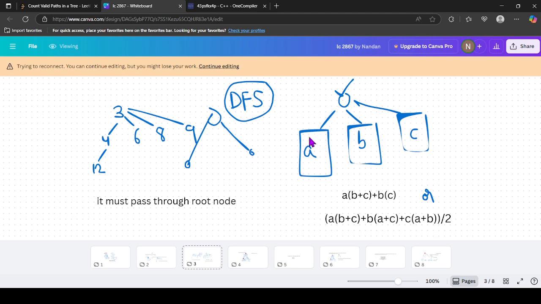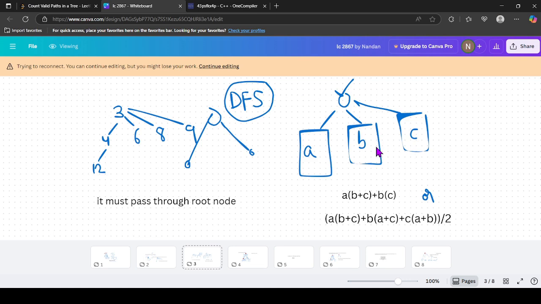For example, if you assume that the path is starting from this, the number of paths would be A into B plus C, because starting from this it should end at any other subtree, so it will be A into B plus C. For example, if the path is starting from this, then what will be the answer? It will be only C, because if we try to recount A again, then there can be double paths.